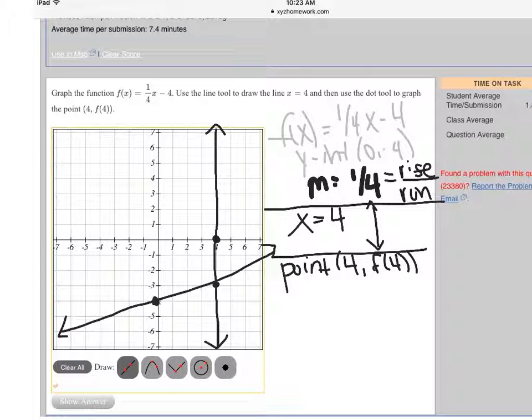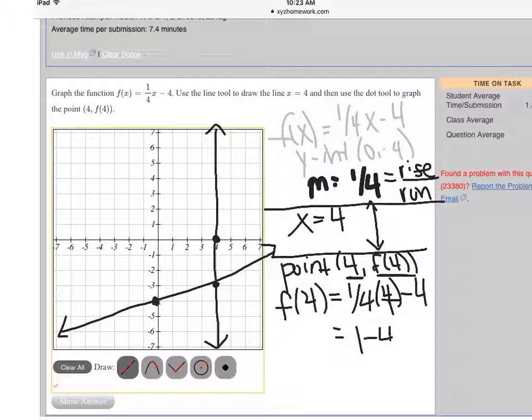And so we're going to plot 4 on the x-axis, but for the f of 4 point, we have to take this and plug it into our equation for x and find out exactly what is f of 4. So 1/4 times 4, or 4/1, is 4/4, which is 1, and 1 minus 4 is negative 3.